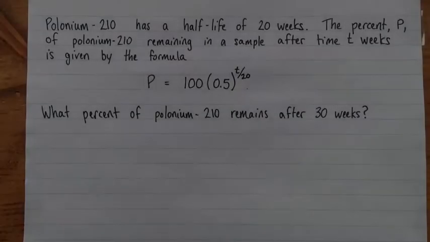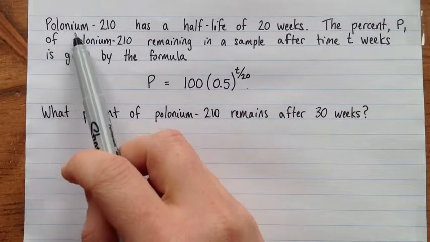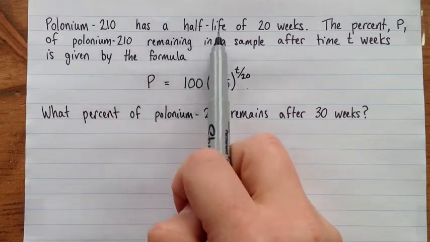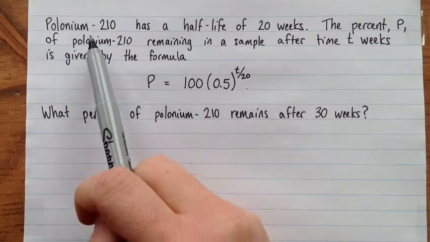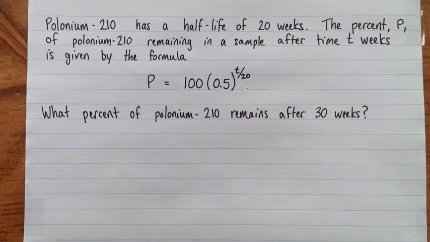In this video, I'm going to show you an example of how to use a formula that involves fractional exponents to solve a problem. Okay, polonium-210 has a half-life of 20 weeks. So here's what that means. Polonium-210 is a radioactive element, which means it slowly decays, like it slowly disappears.